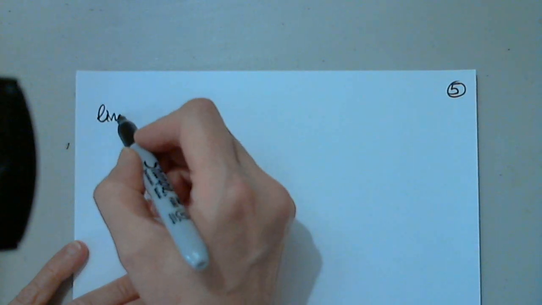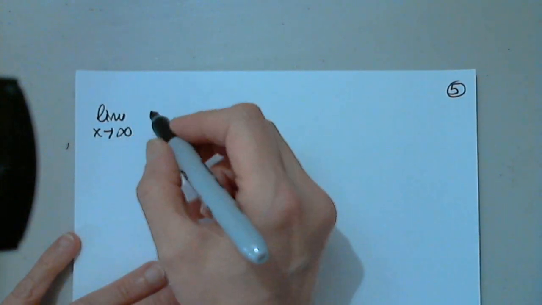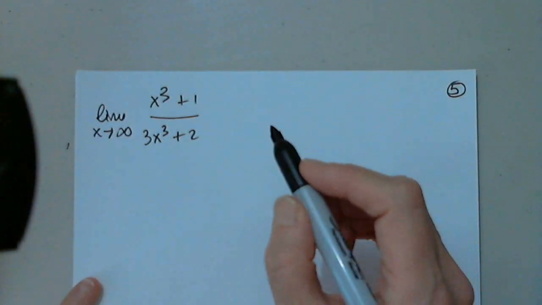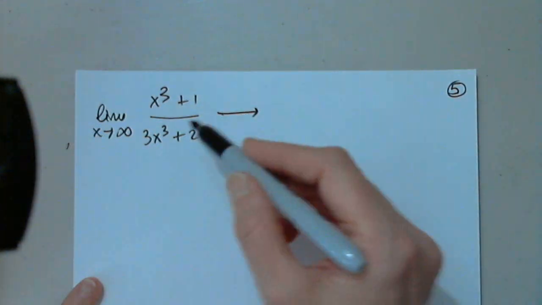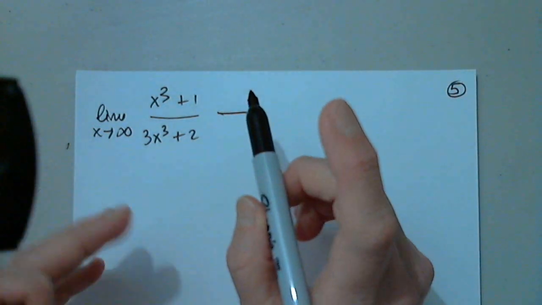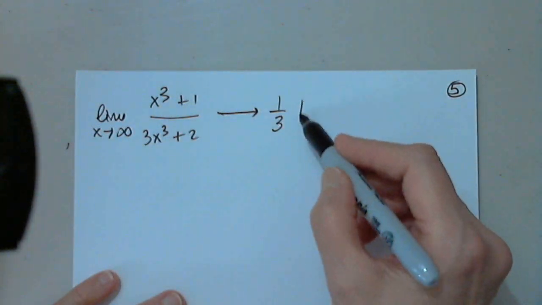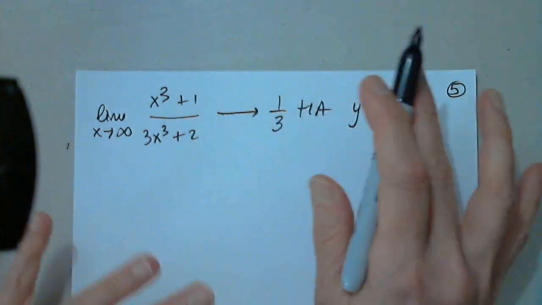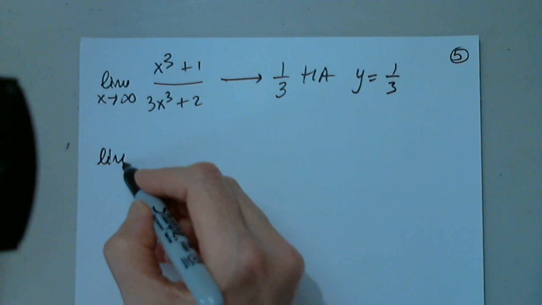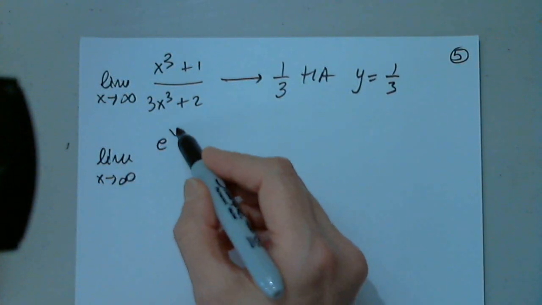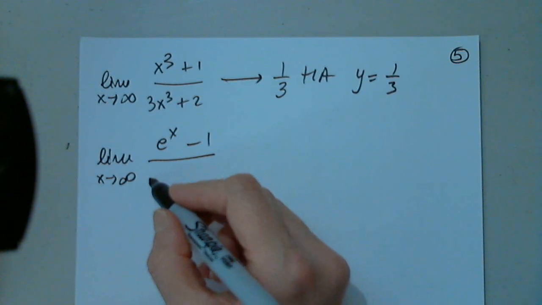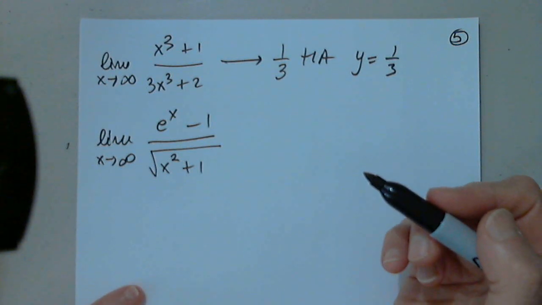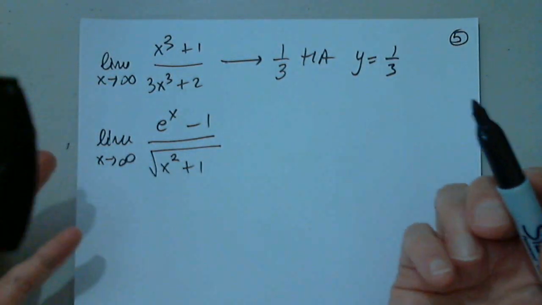If you have the limit as x approaches infinity of x cubed plus 1 over 3x cubed plus 2, this is a rational function. So whatever you get, if you get a number, which is 1/3, this is a horizontal asymptote, period. So y equals 1/3 is a horizontal asymptote at both ends. But if you have the limit as x approaches infinity of e to the x minus 1 over, let's say, the square root of x squared plus 1, then it depends.